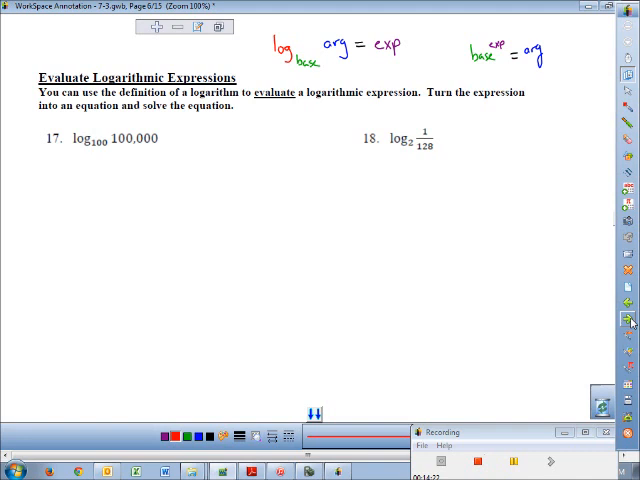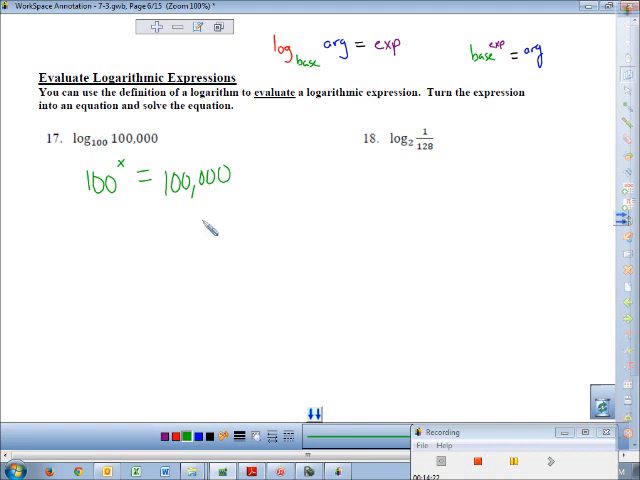Let's try 17. Rewrite it first. 100 to the x equals 100,000. Woo! Ouch!